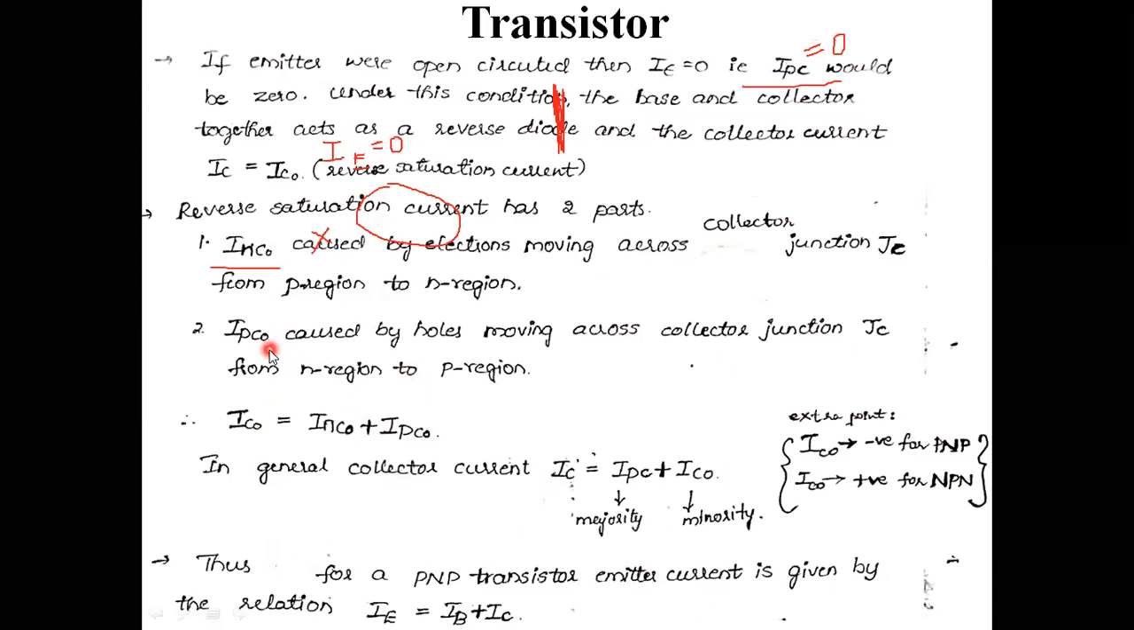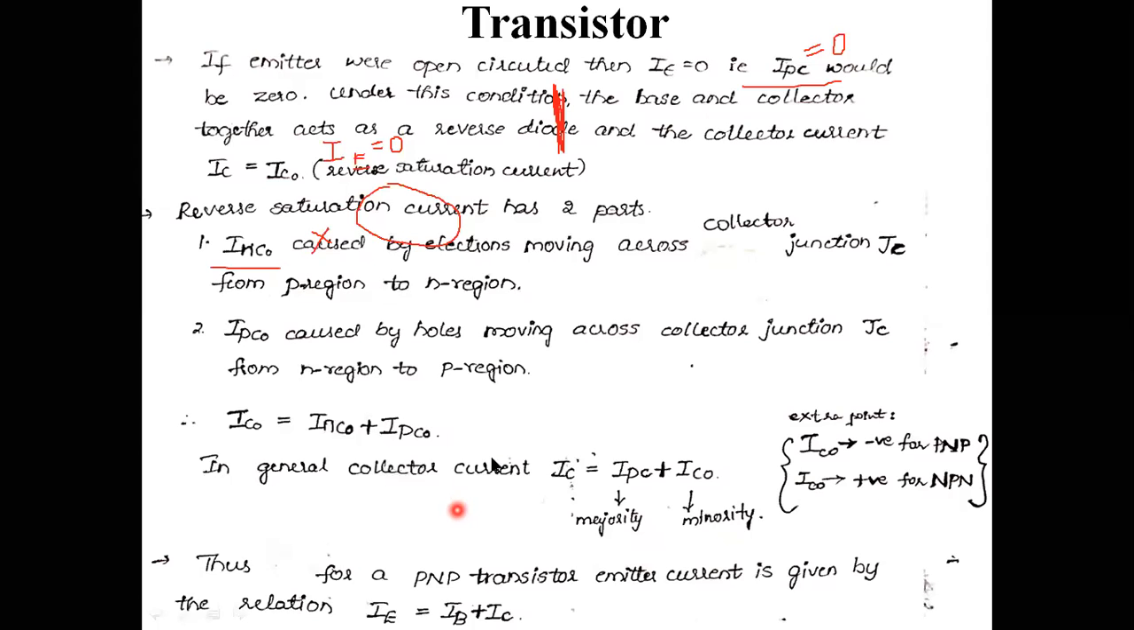And this is the IPC naught caused by holes moving across collector junction JC from N region to the P region. Therefore, this reverse saturation current IC naught is given by this current INC naught as well as this current, this electron current as well as minority hole current. I am going to consider, because it is operated in reverse bias condition, I can treat that it has reverse saturation current here. IC naught is equal to INC naught plus IPC naught. Therefore, that reverse saturation current is given by IC naught is equal to INC naught plus IPC naught.